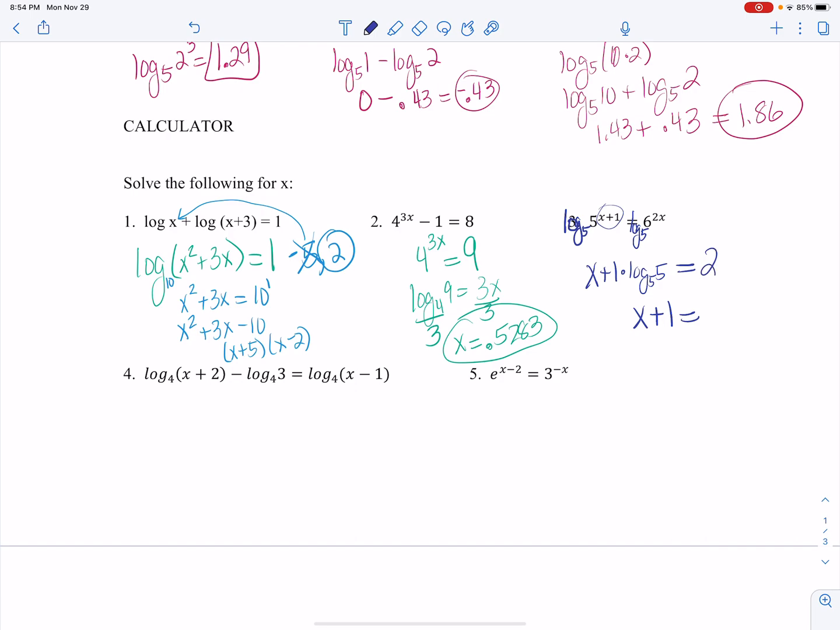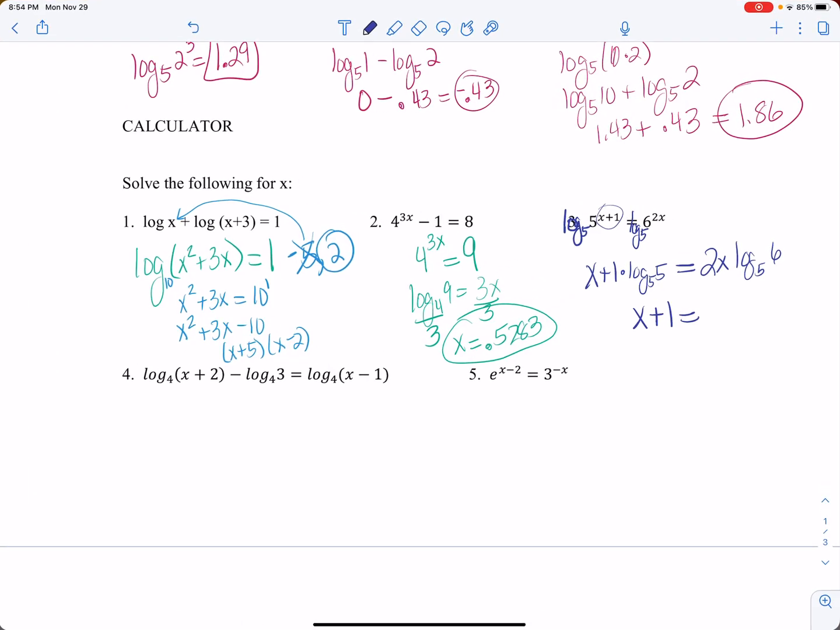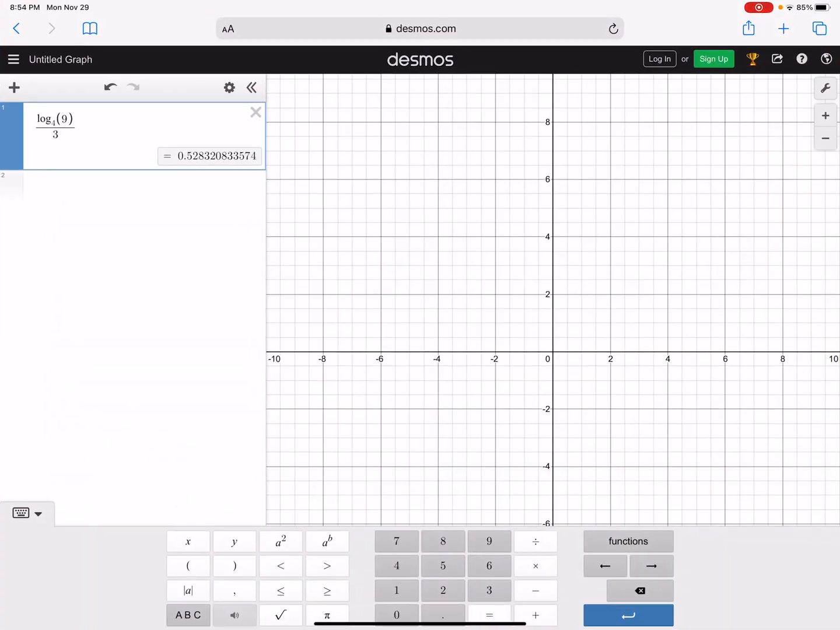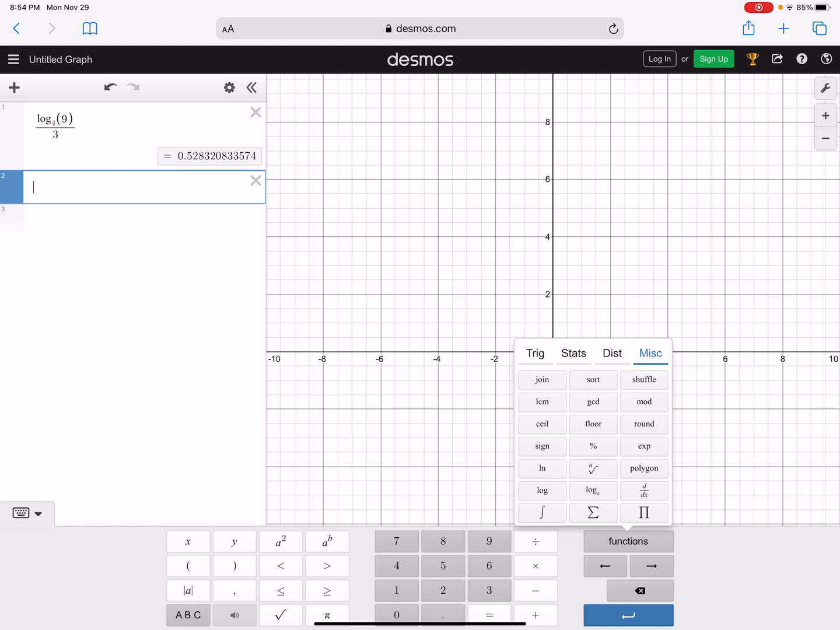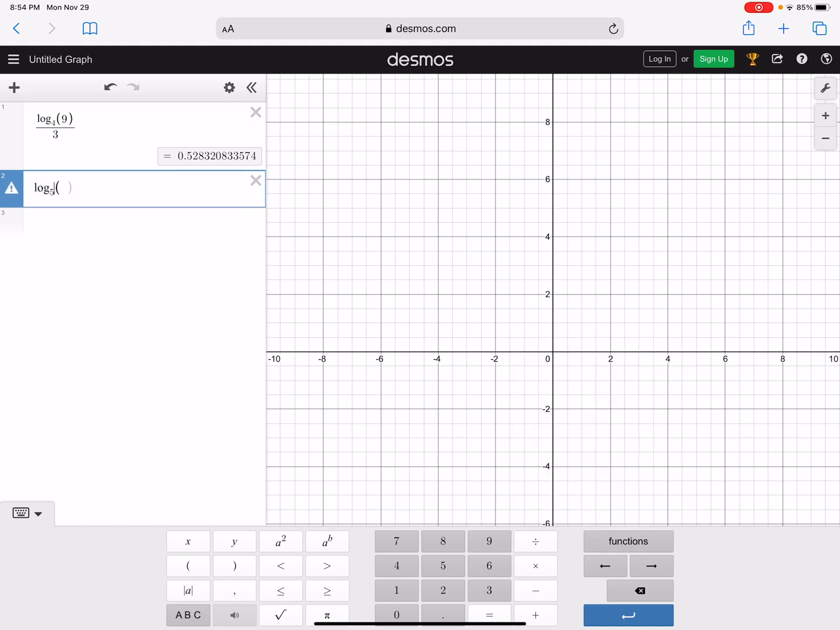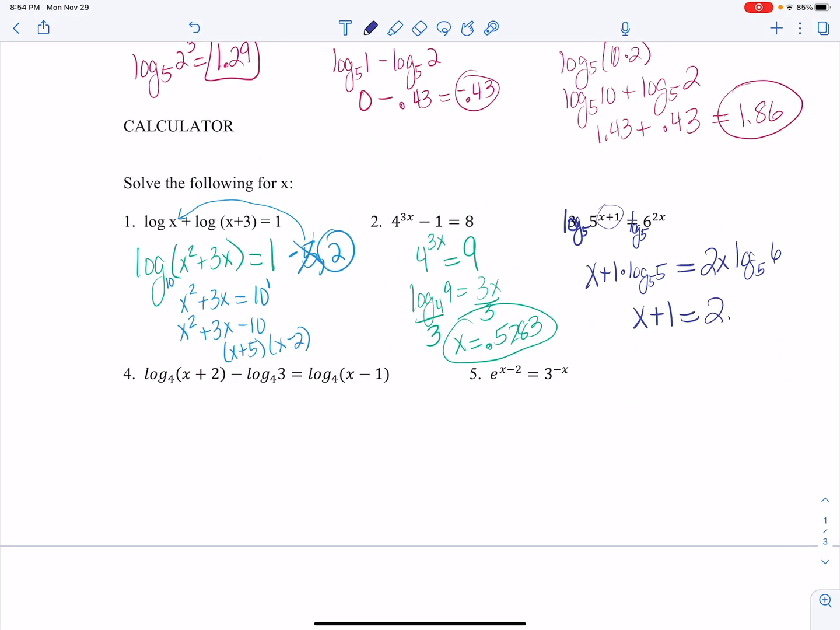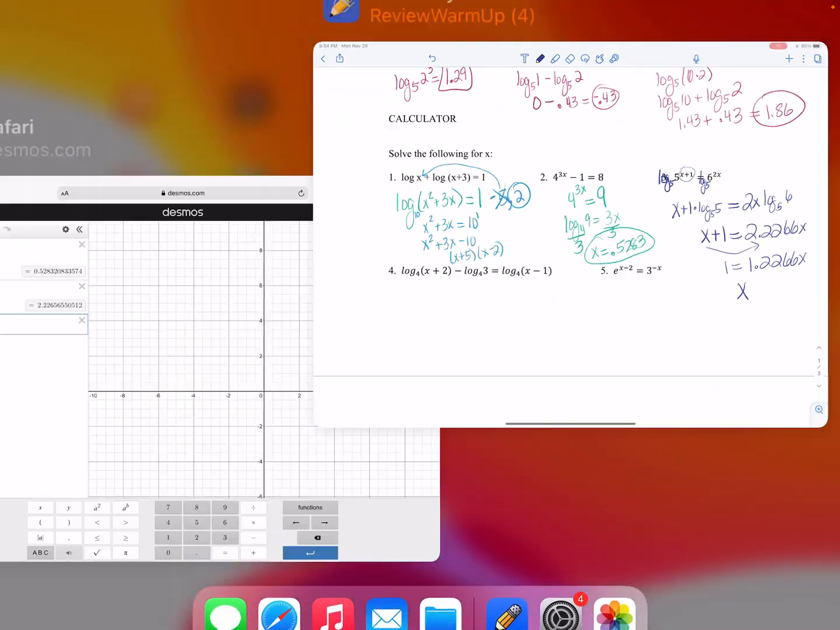Now the other side is a little more complicated, the log base 5 of 6, and then I would times it by 2. So I'm going to do the log base 5 of 6, and then I'm going to times that by 2, and I get 2.2266x. So then I'm going to minus 1. No, I'm going to minus x. So that's going to be 1.2266x.